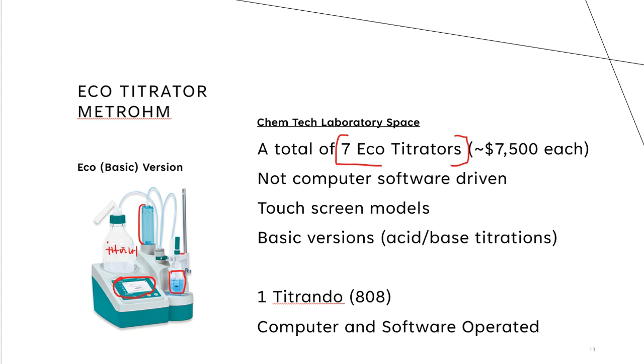We have at this moment a total of 7 Eco Titrators. Retail costs, they're around $7,000 to $7,500 each. Again, they're not computer driven or software driven, so that price tag is for a full-blown system that's ready to use right out of the box. And these are very basic versions.